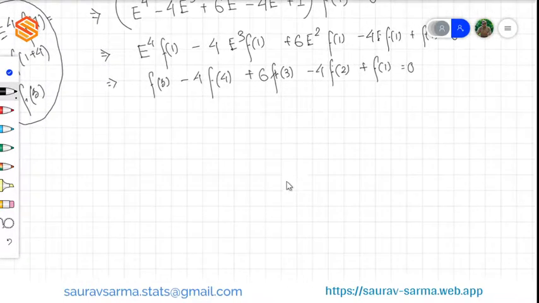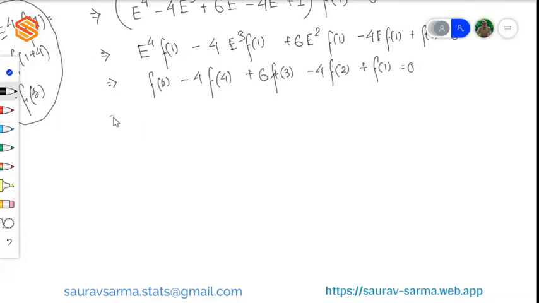So this implies f of 5. Now in the question, f of 5 is given as 37, minus 4 times f of 4, which was given as 21, plus 6 times f of 3, which was given as 13, minus 4 times f of 2, whose value we do not know, which is unknown, plus f of 1, which is 7, is equal to 0.